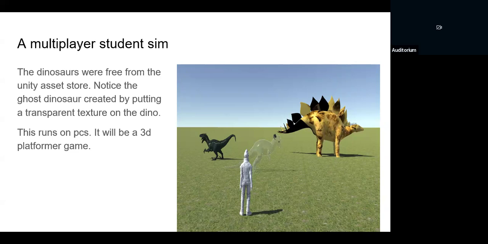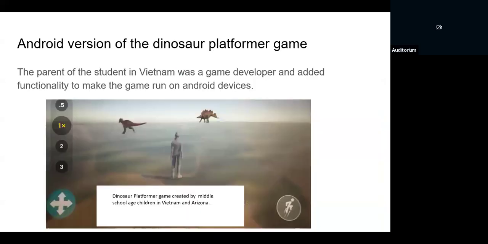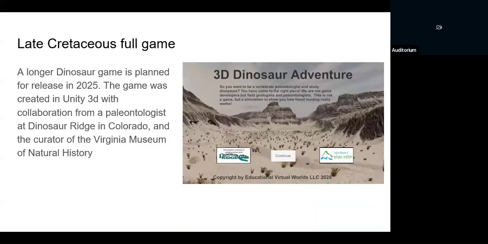You could create sort of a modern simulation or landscape and then apply a transparent texture so the dinosaurs are like ghosts running around there. Maybe that's an idea. Where's Benjamin? It would be something you might want to consider. So it runs on PCs, but eventually, like I said, we want to make it sort of like a platformer game. And we came up with a multiplayer version showing something like this on an Android phone.